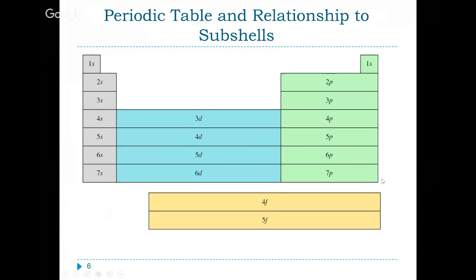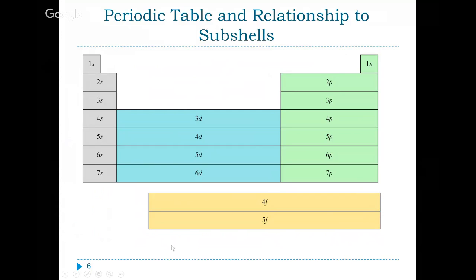Now, other things to pay attention to. If I am a main group element, either group 1 or 2, or I'm over here, so if I'm an S or a P, my energy level is my row number, straight up. So row 1 is 1, row 2 is 2, row 3 is 3, row 4 is 4, etc.